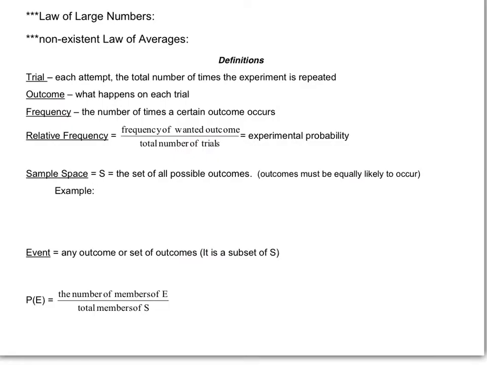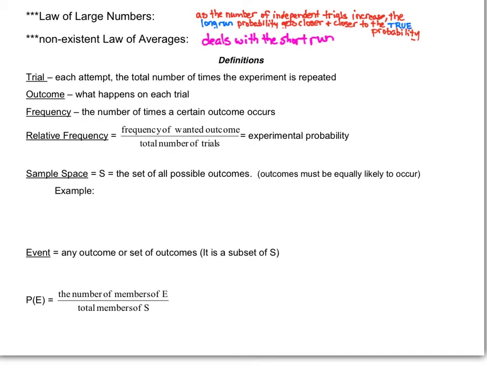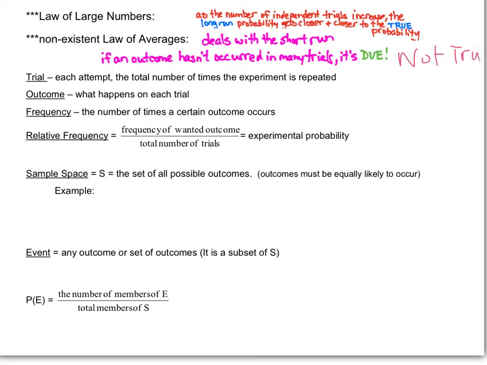This leads us to the law of large numbers, which says, as the number of independent trials increase, the long run probability gets closer and closer to what the true probability is. You need to be careful of the non-existent law of averages. It deals with the short run, and some people believe that if an outcome hasn't occurred in many trials, it's due. But remember, the law of averages is not true. It does not exist.